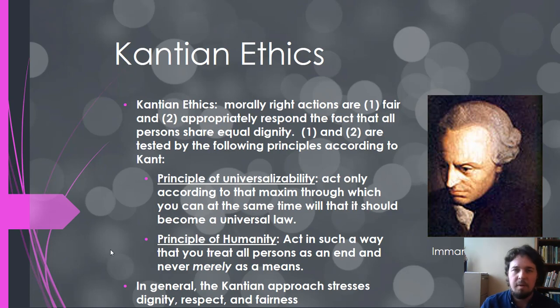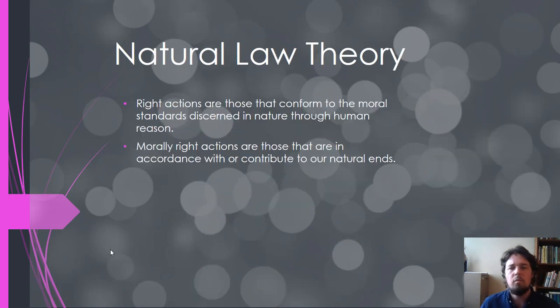That's the main thing here. Now we're going to go over real quick a few other moral theories. There's also natural law theory, which states that right actions are those actions that conform to certain moral standards. And these moral standards are part of the fabric of nature, and we can know them through reason. So natural law theorists think that moral codes can sort of be derived from nature.